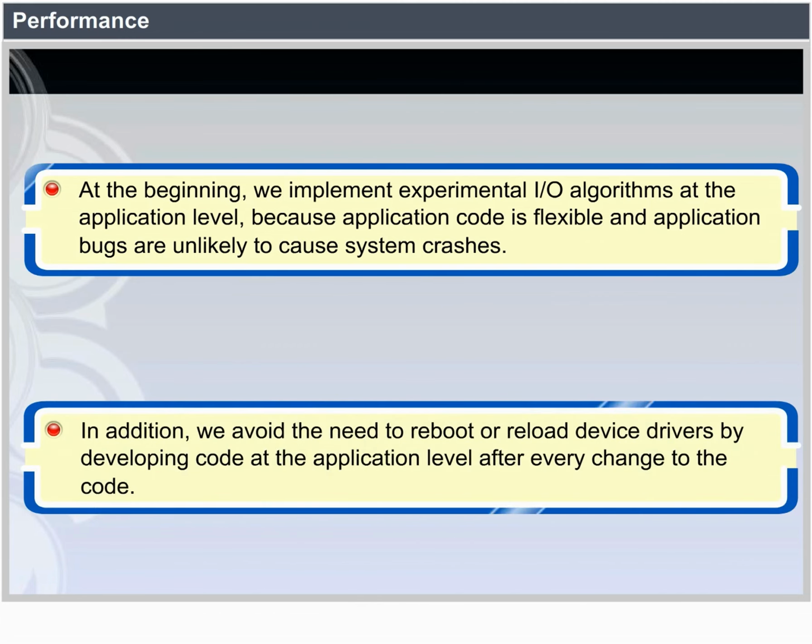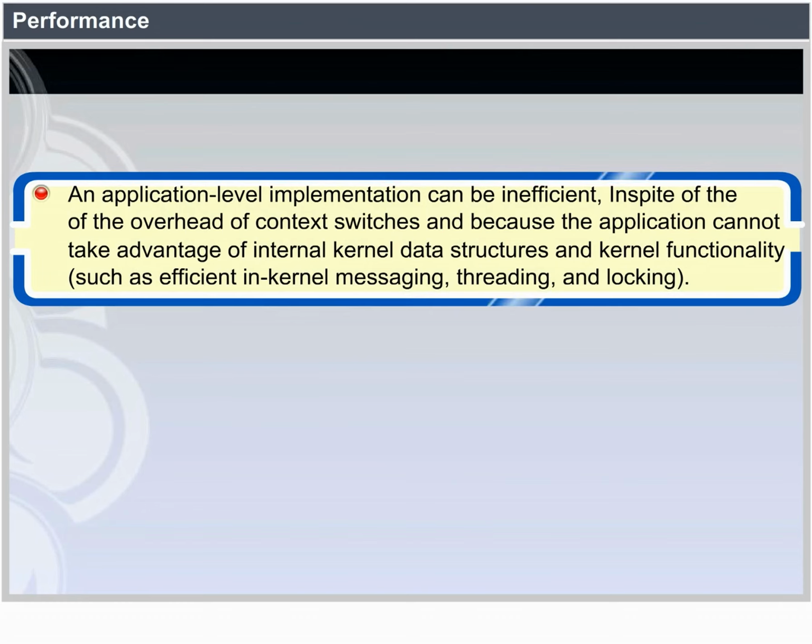An application-level implementation can be inefficient, however, because of the overhead of context switches and because the application cannot take advantage of internal kernel data structures and kernel functionality, such as efficient in-kernel messaging, threading, and locking.